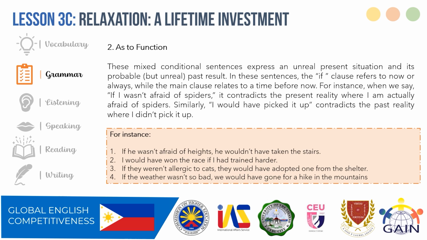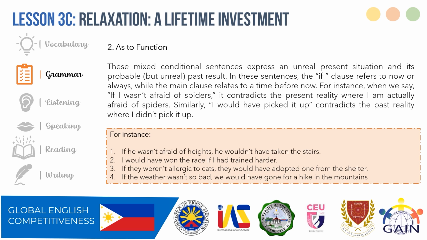Now let's talk about the function of the second conditional. These mixed conditional sentences express an unreal present situation and its probable past result. In these sentences, the if clause refers to now or always, while the main clause relates to a time before now. For instance, when we say, if I wasn't afraid of spiders, it contradicts the present reality where I am actually afraid of spiders. Similarly, I would have picked it up contradicts the past reality where I didn't pick it up.